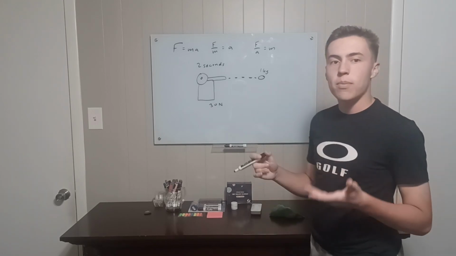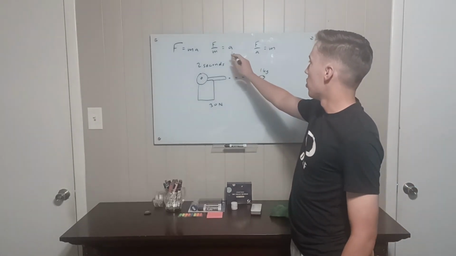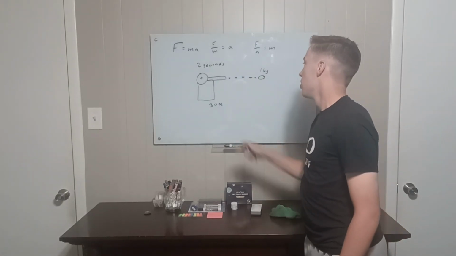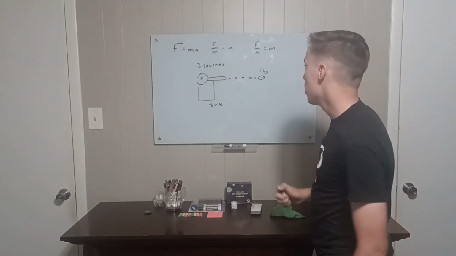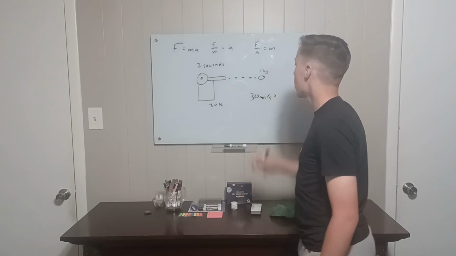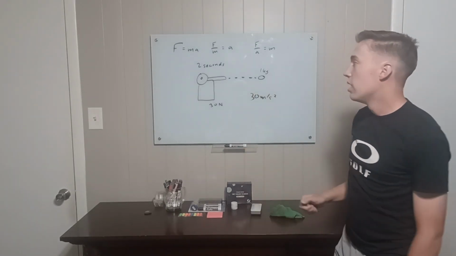First, we need to find out how much this ball accelerates every second. That means that we've got to solve for acceleration, which is force divided by mass. So, if we have 30 newtons of force applied to 1 kilogram, that's 30 divided by 1, which is 30 meters per second squared.